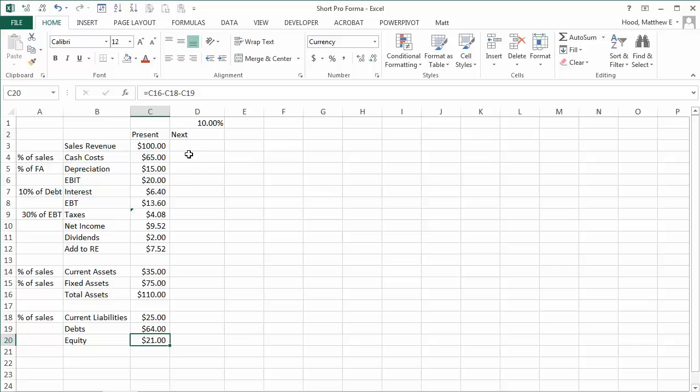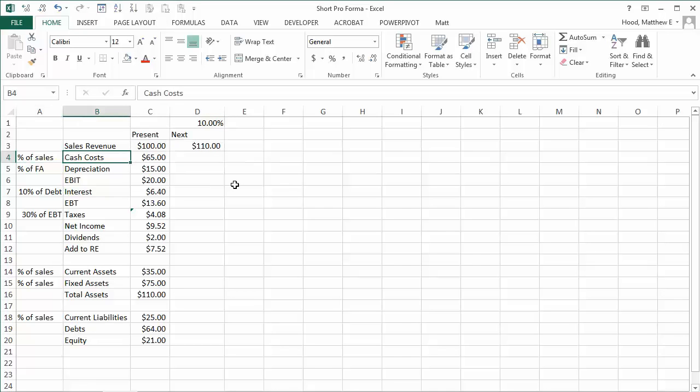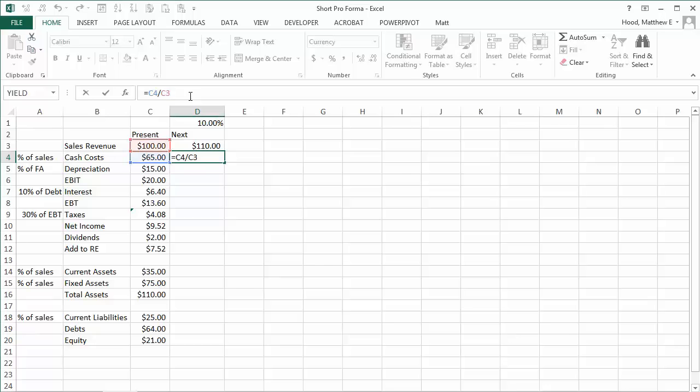Once the present's taken care of, I'm looking at next year, and I'm trying to figure out what am I going to need, how am I going to finance it. So I'm going to start off by saying I'm going to get a 10% growth rate in my sales. So this is going to be equal to the 100 multiplied by 1 plus the 10%, 110. Now my cash costs, I'm going to assume that they're a constant percentage of sales. So they're 65 over 100 of the new sales number, which is 110. So it's going up because it is 65% of the 110.